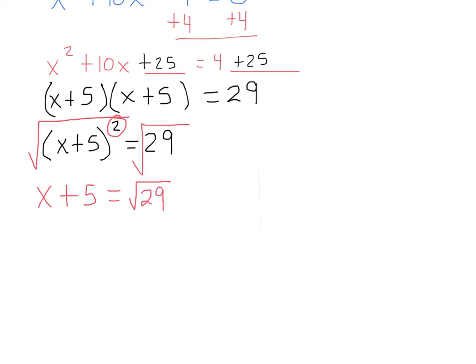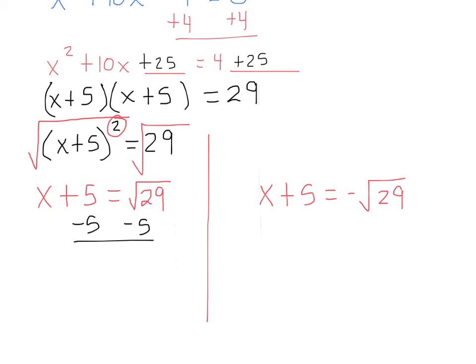It's going to be a decimal. So notice I'm not writing a decimal because I want an exact answer, not an approximation. And then right here I'm going to write x plus 5 equals the negative square root of 29. Right? And so that's how I'm going to get my 2 answers, right? And so I'll subtract 5 on both sides here. And so I have x equals the square root of 29 minus 5.